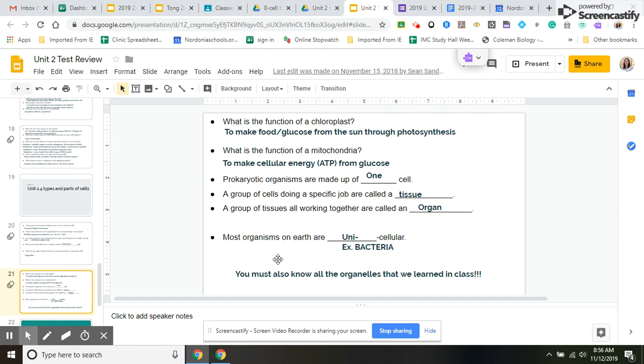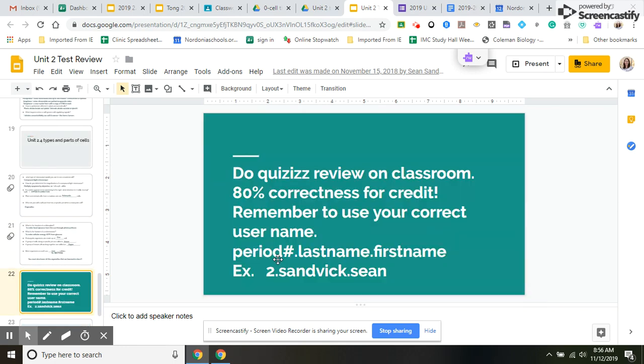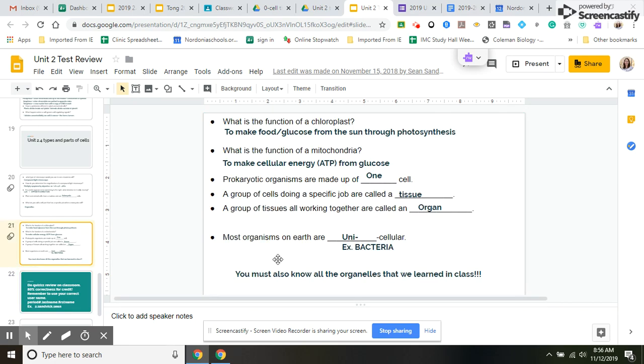Make sure that you know all of the different organelles that we talked about in class so that you are prepared for them. They're in your notes that we did. They're on the study guide for section 2.4. We have also included for you some quizzes for review, so make sure that you do those as well.